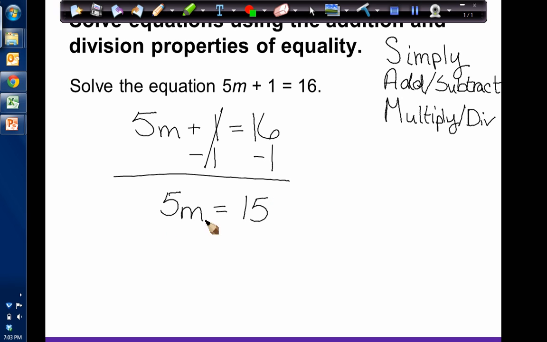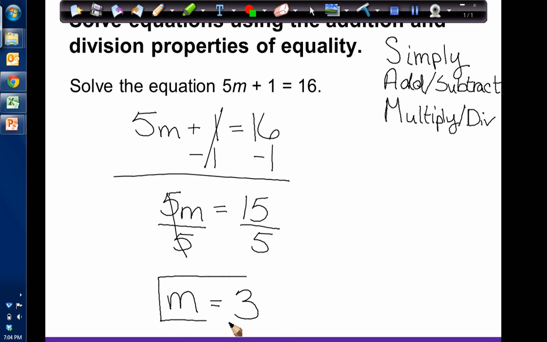Now, can we add or subtract anything to make this m just be m without a 5 attached to it? No, because this is 5 times m, so adding or subtracting won't help us at this point. So we move on to the multiply divide step. This is 5 times m, and the opposite of times is division. So we divide by 5, and that way the 5s cancel out. Whatever we do to one side, we have to do to the other side of the equal sign. Then we have m left here, and 15 divided by 5 is 3. Great.